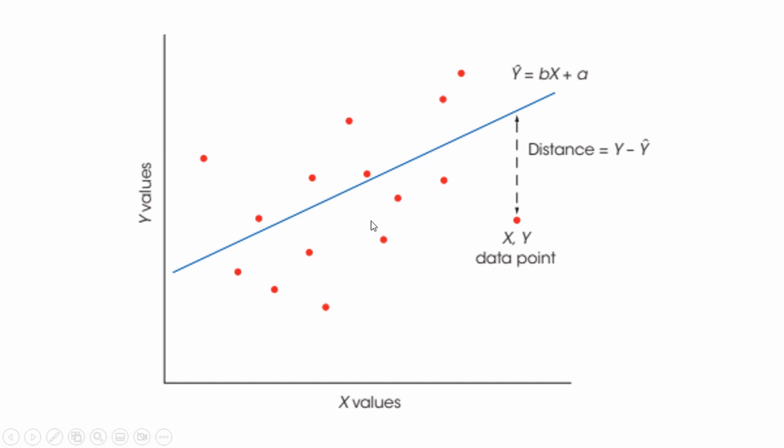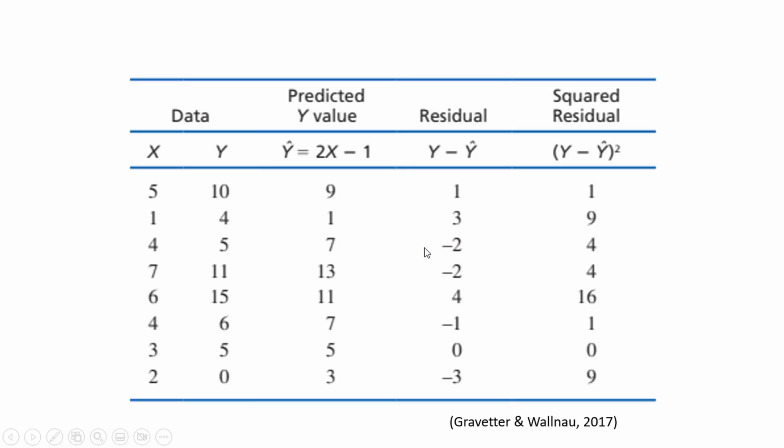So we have to see how many points are closer to this line and how many points are away from this line. Now let's take an example. We have two variables x and y. X has the values 5, 1, 4, 7, 6, 4, 3, 2. Y has the values 10, 4, 5, 11, 15, 6, 5, 0.